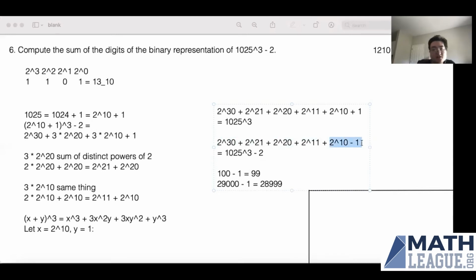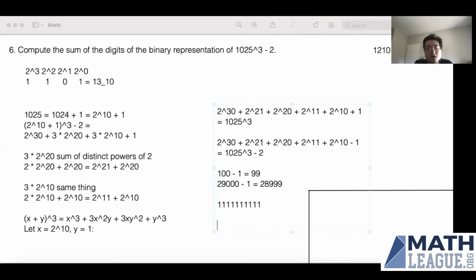So if we want to apply that same logic here, let's just ignore everything else for now. Let's just look at 2 to the 10 minus 1. 2 to the 10 is just 1 with 10 zeros after it. And if we subtracted 1 from that, we would end up with 10 ones. So all we have to do now is represent this in binary.